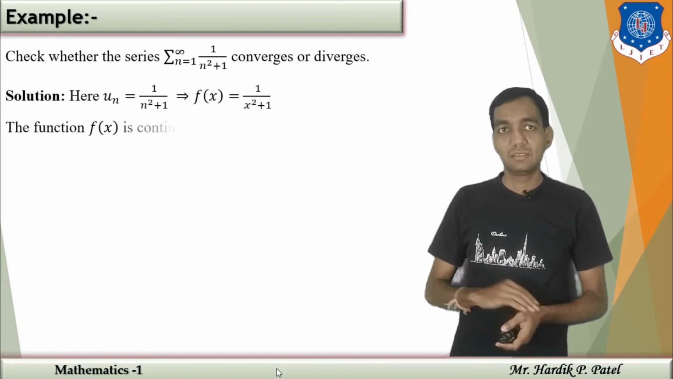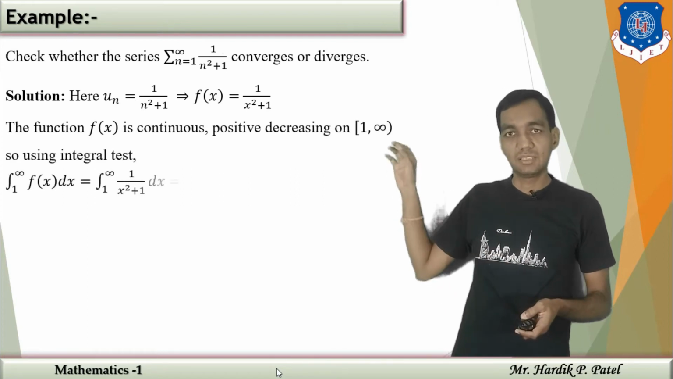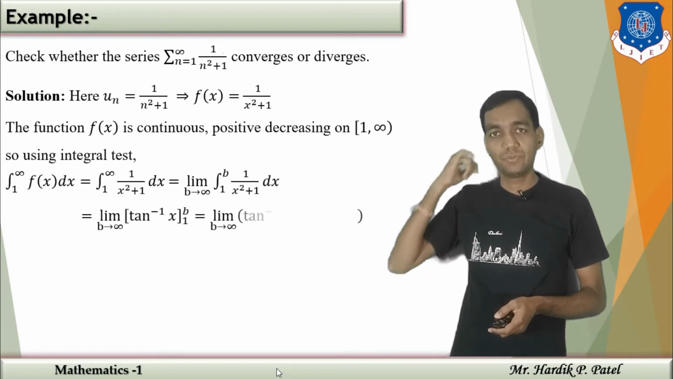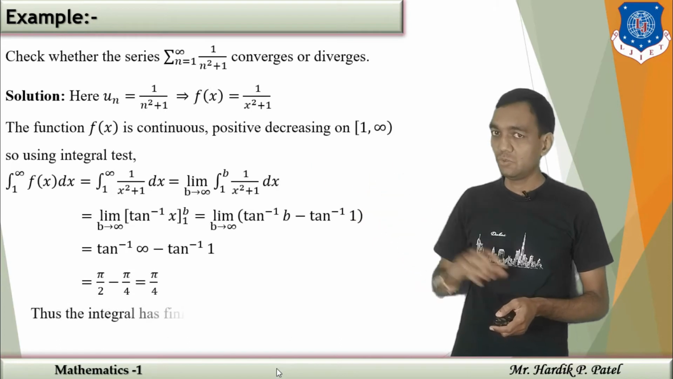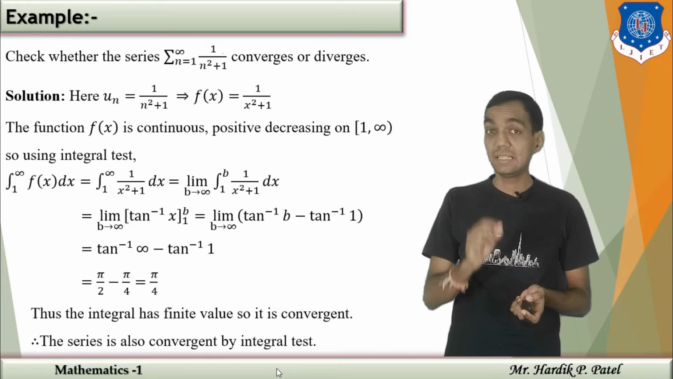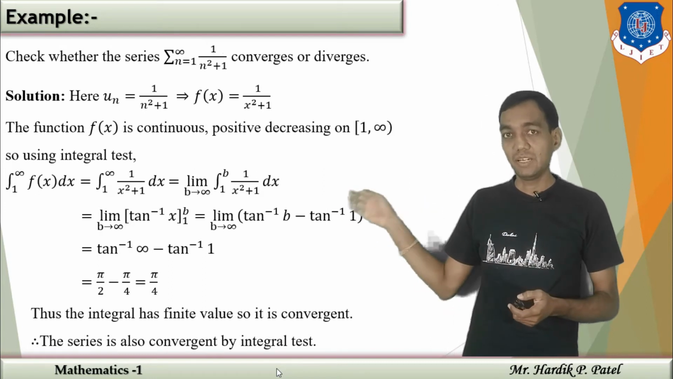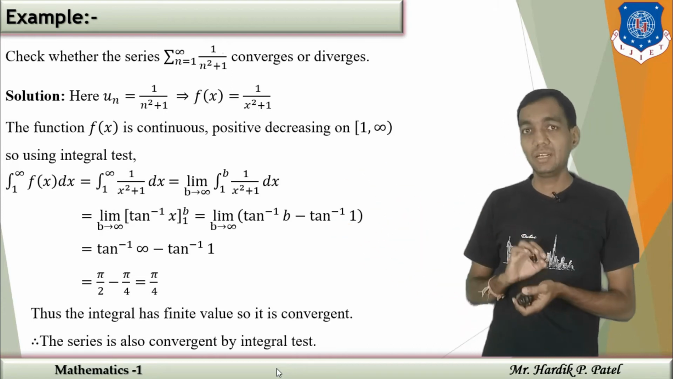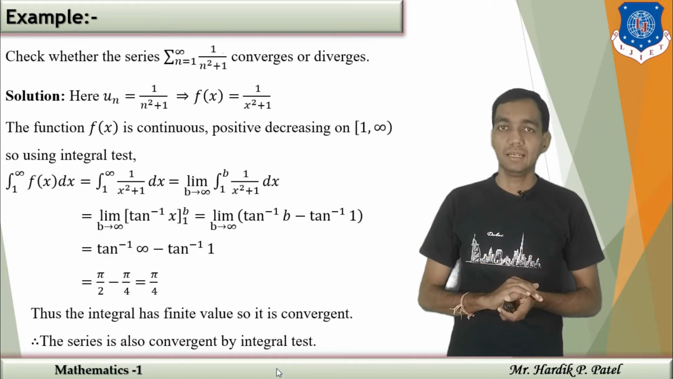Cauchy's integral test. So first we are going to check whether the series sigma 1 upon n square plus 1, where n is running from 1 to infinity, converges or diverges. So here un is 1 upon n square plus 1. So fx will be 1 upon x square plus 1. We are replacing n by x, that will give fx directly. Since fx is 1 upon x square plus 1, that is a continuous function, it is decreasing on the interval 1 to infinity. So we are going to apply the integral test.